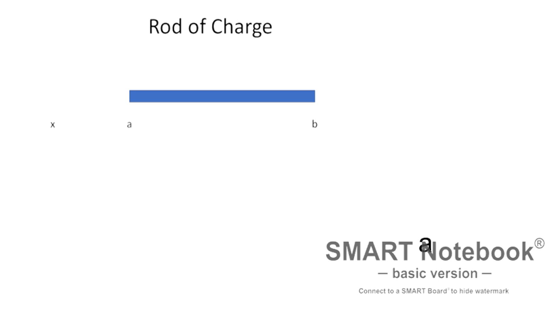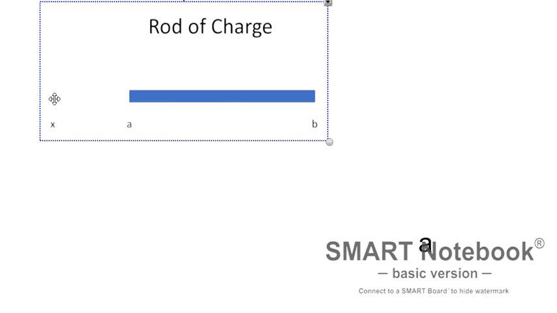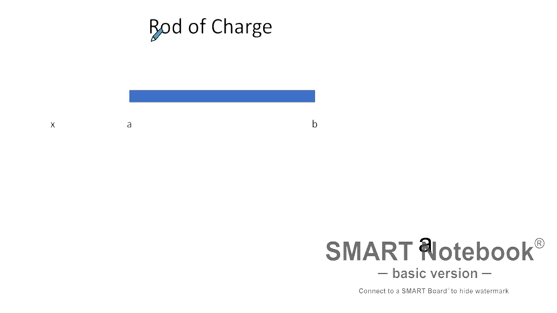We've done a rod of charge in class in terms of getting the potential, but what if we want electric field? So let's say I've got a charged rod of distance A through B for the length of the rod, and I want to find the electric field at a position right here, let's say, and I don't want electric potential now, I want electric field at that position.